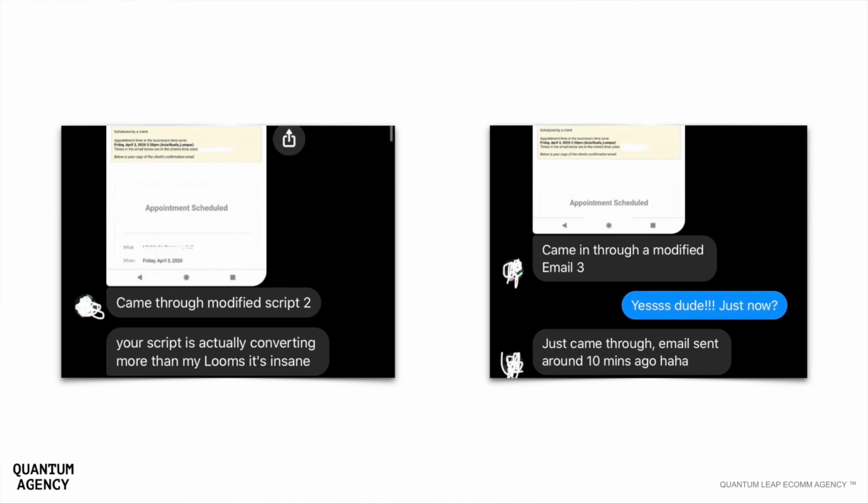He had another appointment scheduled, and that came in through a modified email 3. As I said, there's a 3-part email process that I teach in the Quantum Agency program. So he was leveraging that with the scripts that I give in the program, but he scheduled another meeting within, I think it was around 8 hours. It was when I went to bed, and I got another message from him in the morning. And he said, yeah, just came through, email sent around 10 minutes ago. So he sent an email, and then 10 minutes later, he had a meeting set with, as always, highly qualified leads only.